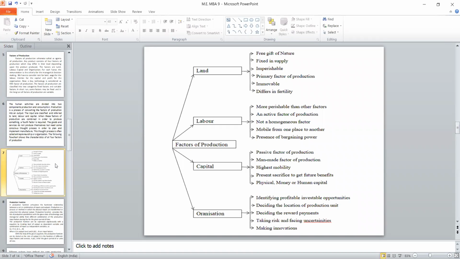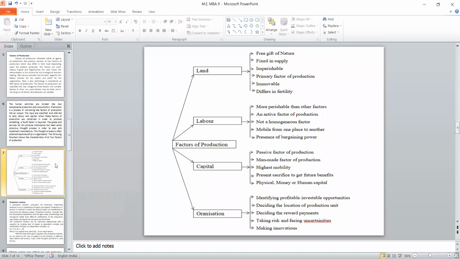Keep it in mind, one labor is never equal to another labor. The skill and other factors will differ, and labor may move from one place to another. That is the advantage of manpower. Finally, it has bargaining power. So compared to the other two, labor is better than capital and organization. The primary is land. Next to that is labor. What are the other two factors of production? They are capital and organization.